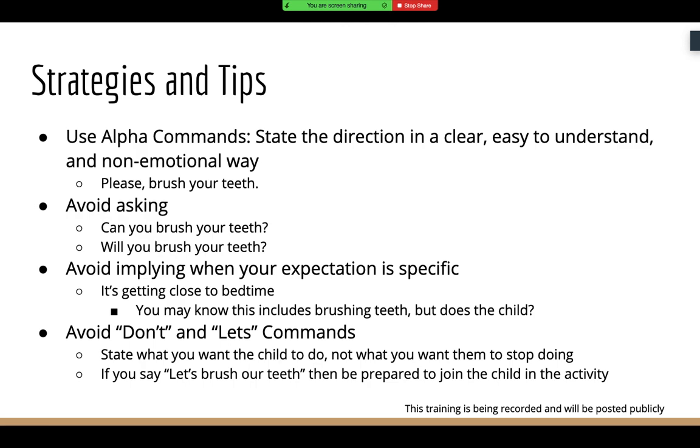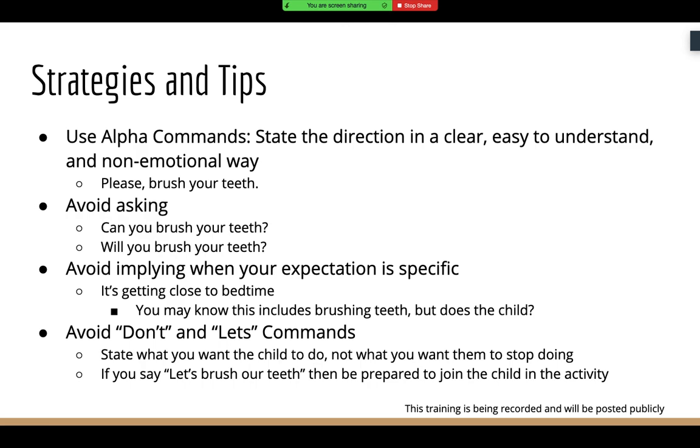So we have some strategies and tips. And again, some of these strategies and tips come from different behavior analytic research. So I've attached a few different articles at the end that you can check out if you want to delve a little bit deeper into that. So, the number one thing you should always do when you are trying to increase direction following behavior is be sure to use an alpha command.